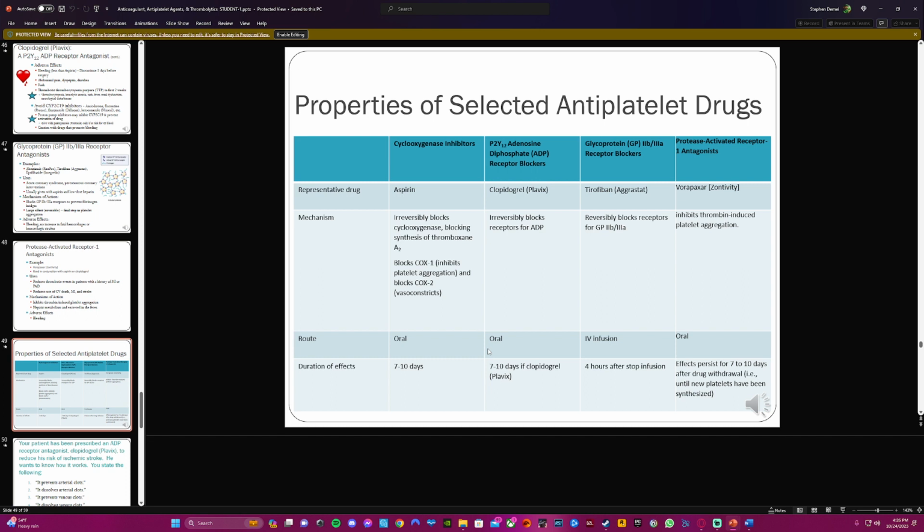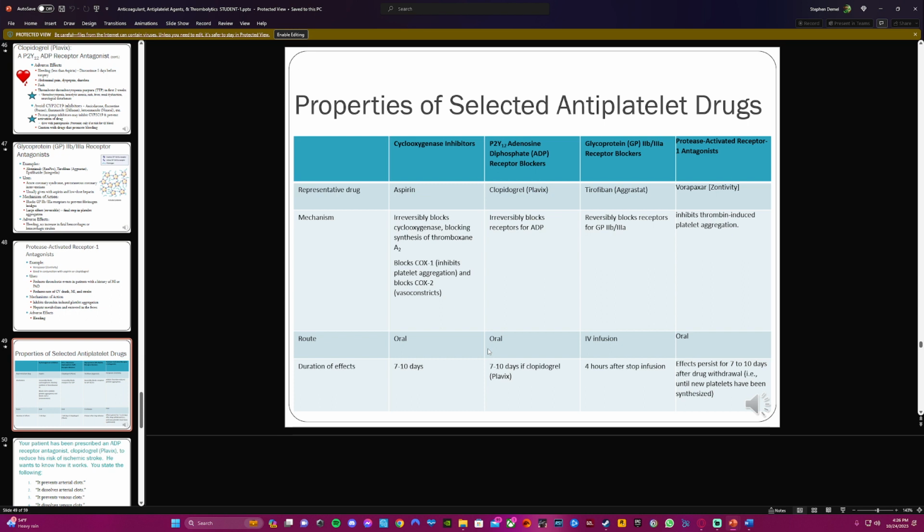So first we're looking at cyclooxygenase inhibitors. The drug represented is aspirin. The mechanism is it irreversibly blocks cyclooxygenase, blocking synthesis of thromboxane A2. This blocks COX-1, which inhibits platelet aggregation, and blocks COX-2, which vasoconstricts. Route is oral. Duration of effects is 7 to 10 days.